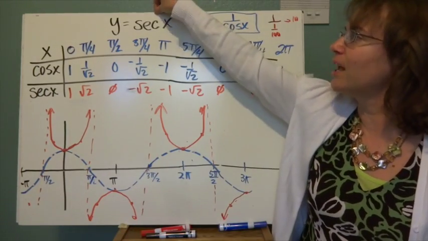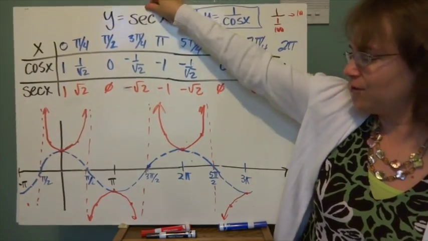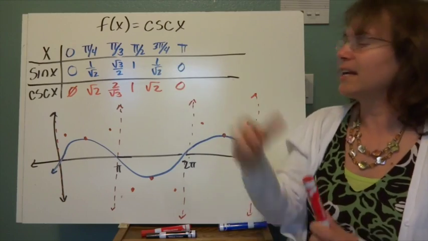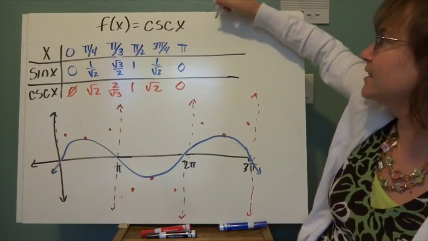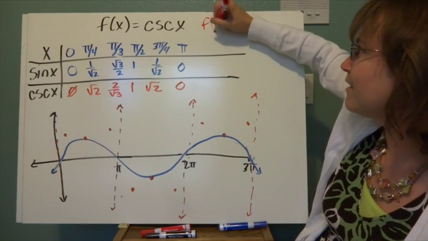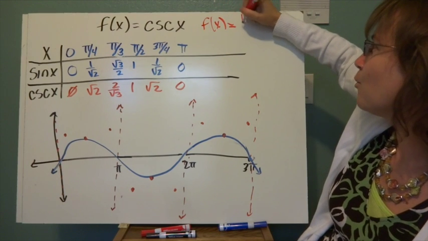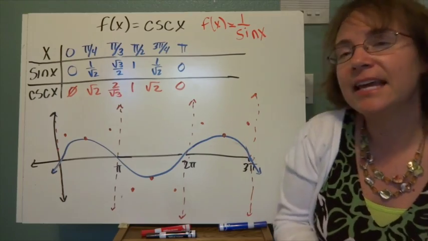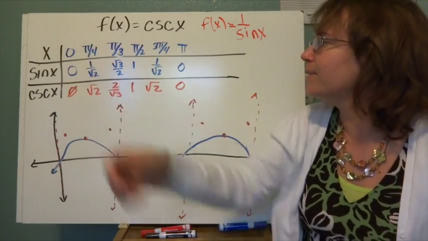Now let's take a look at cosecant of x, and you can imagine it's going to be very similar. So cosecant of x is related to sine of x. So that's the same as f of x equals 1 over sine x. So it's going to be related to sine of x. And I looked at some values here.